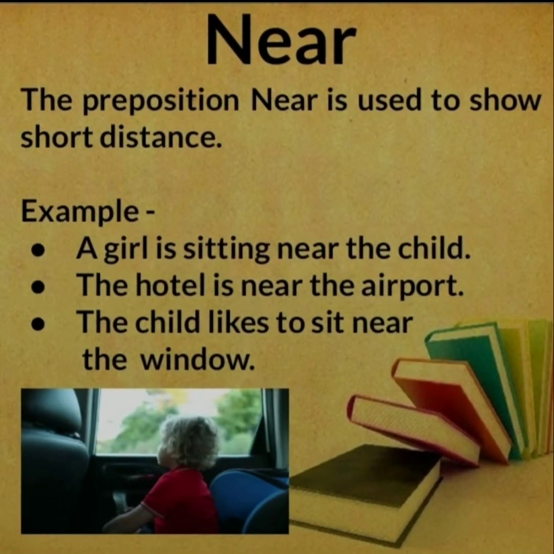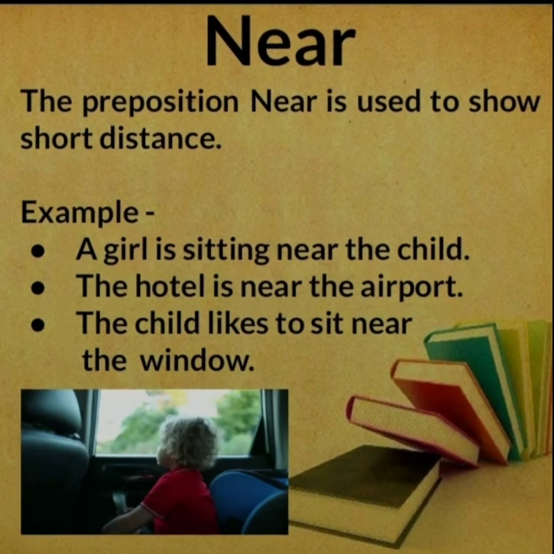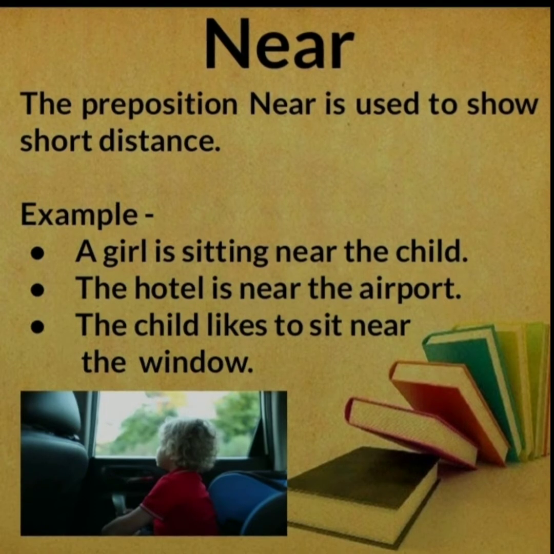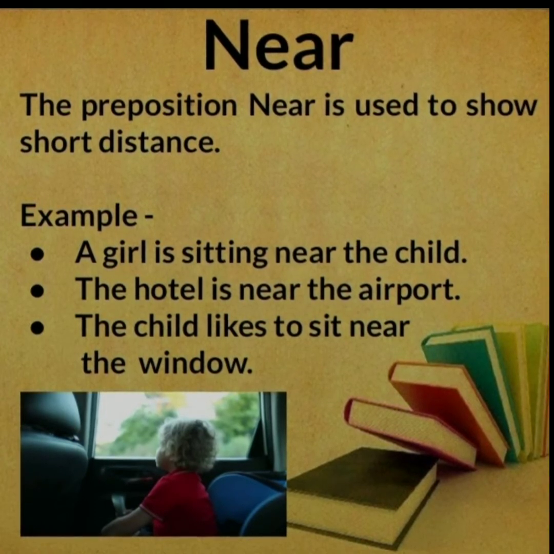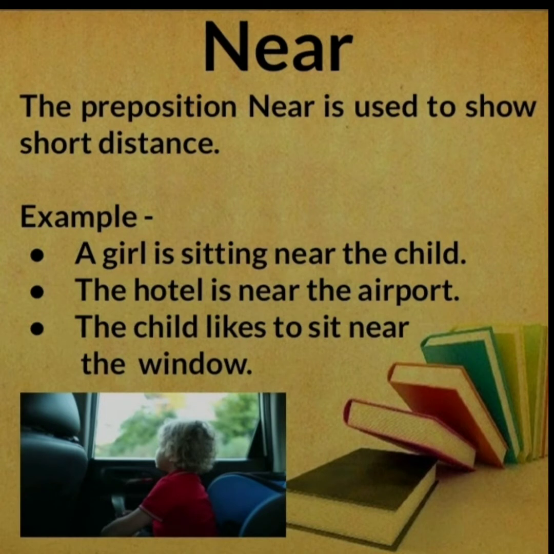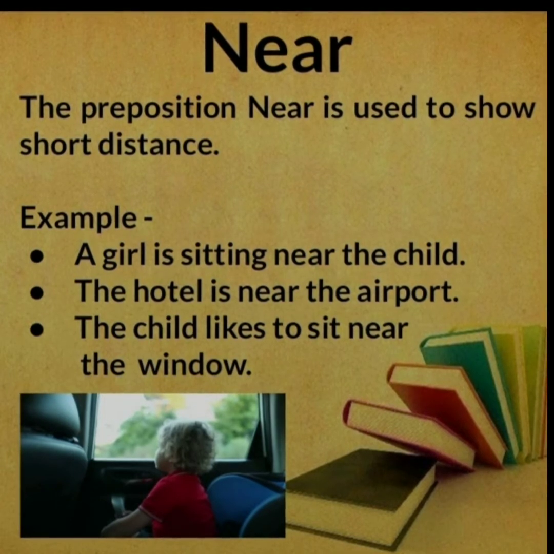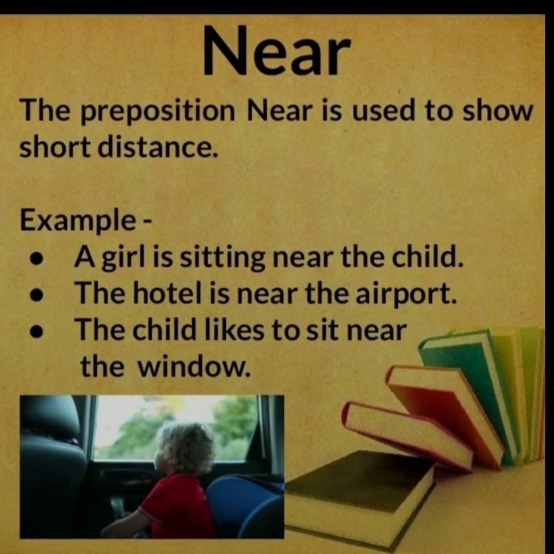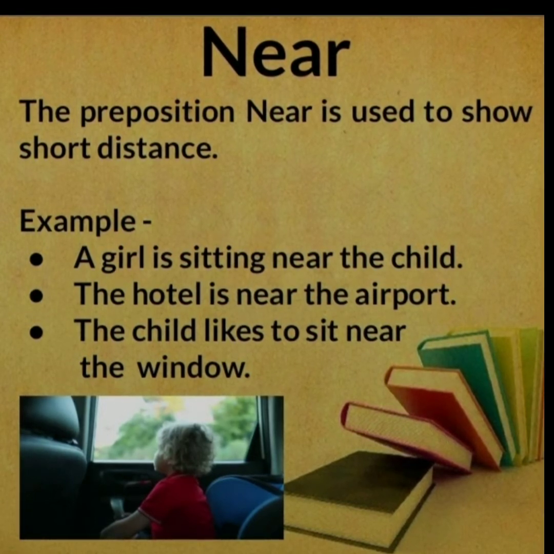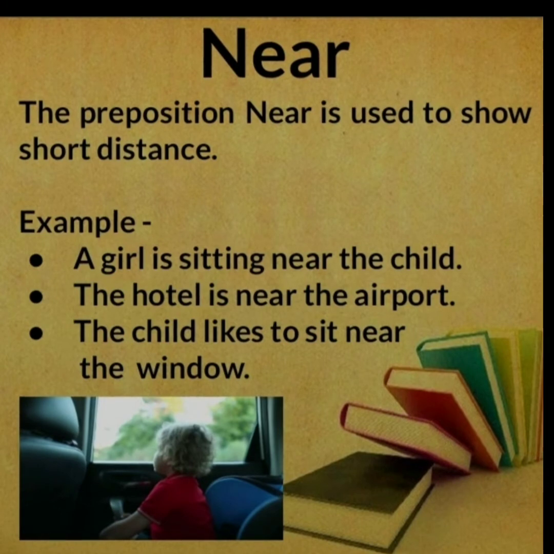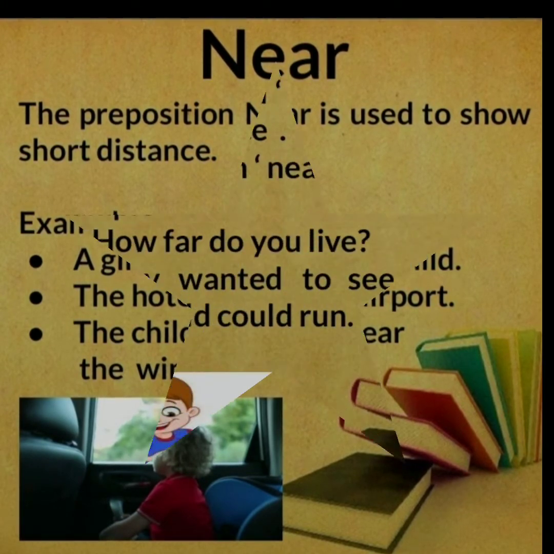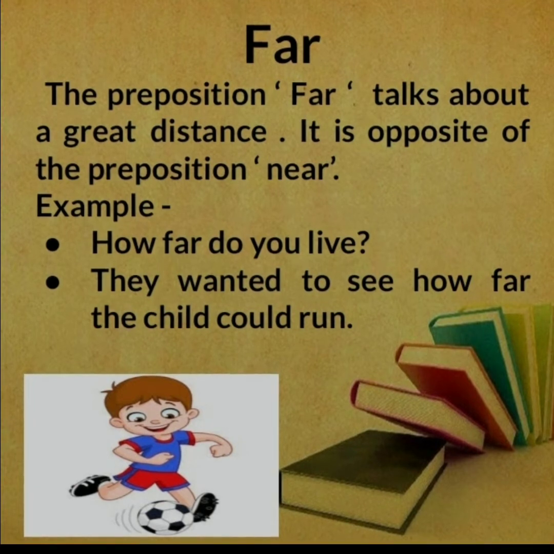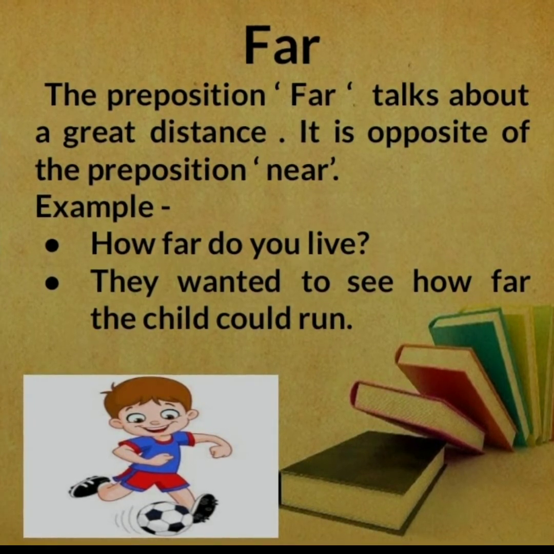The preposition near shows that something is located at a short distance. In other words, we can say that the place or person isn't far away in distance or time. For example, a girl is sitting near the child. The hotel is near the airport. The child likes to sit near the window. The prepositions near and far both are opposite to each other.